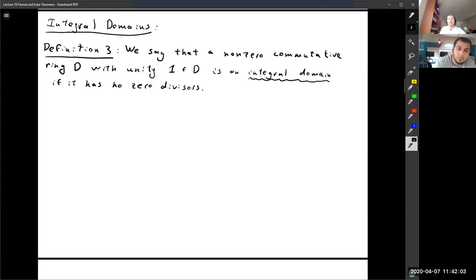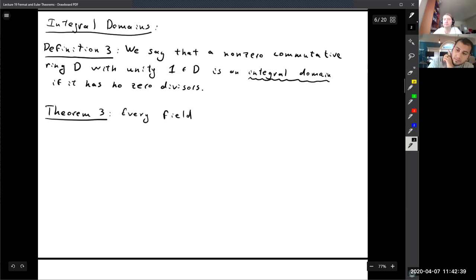We need this definition because one can prove a lot of nice things about integral domains. In particular, let's do a first, relatively easy theorem: every field is an integral domain.